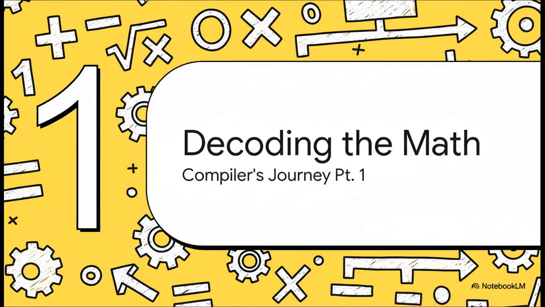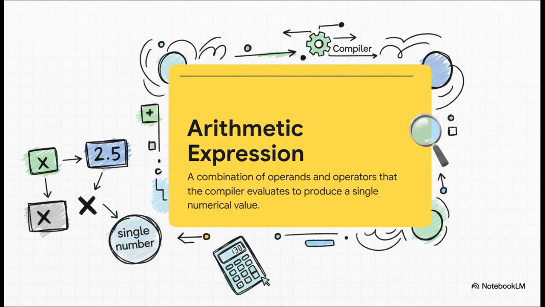Before the compiler can do anything else, it has to look at the math we've written and just make sense of it all. So first things first, the compiler zones in on the calculation. See this part right here, x times 2.5? That's what we call an arithmetic expression. It's pretty simple. You've got your operands, the things being worked on, like the variable x and the number 2.5, and then you have your operator, in this case, the multiplication sign. The compiler's first job is just to turn this whole thing into one single number.